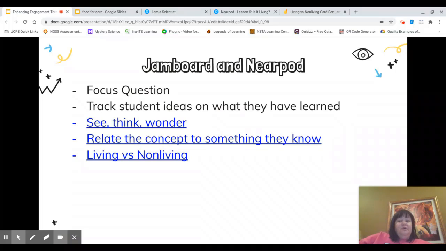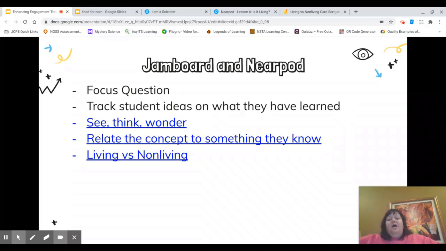One way to use Jamboard is maybe put your focus questions on different slides for your unit. And then as you get to them, you can have kids add Post-its of what they've learned to help them understand that focus question. And then at the end of the unit, you've got this huge review board basically for the students and things that you all have tracked.